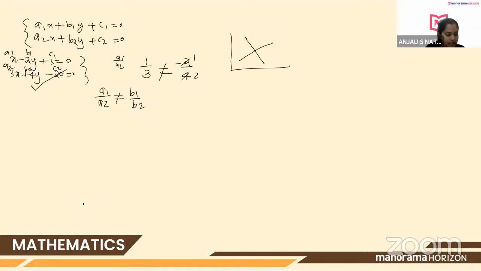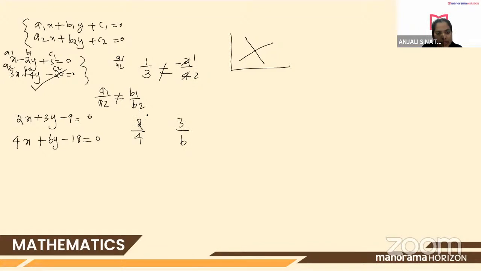Moving to the second case. The example is 2x plus 3y minus 9 is equal to 0, and 4x plus 6y minus 18 is equal to 0. So first, the ratio of the coefficients of x is 2 by 4, and the ratio of the coefficients of y is 3 by 6.